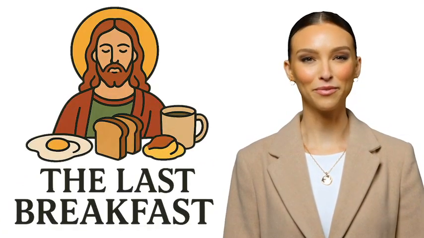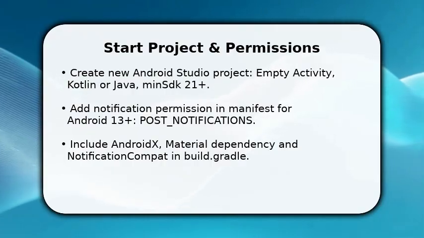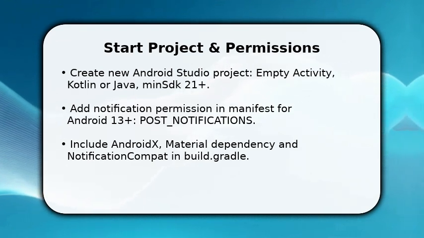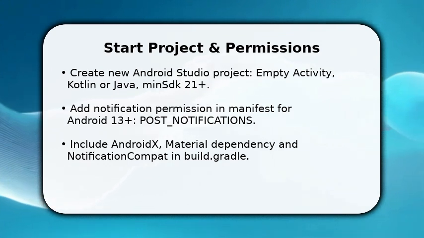You start by creating the app and granting permissions. Open Android Studio and create an empty activity with Kotlin or Java, min SDK 21 or higher. Add the post notifications entry to Android Manifest for Android 13 and up. This is required so the system will allow your alerts.